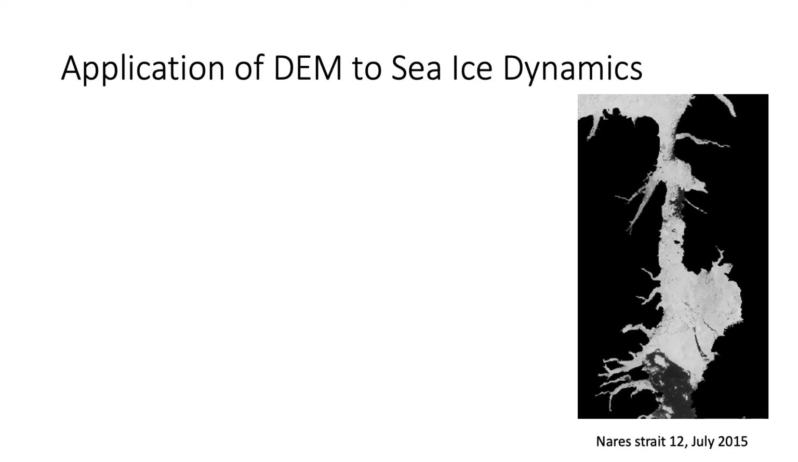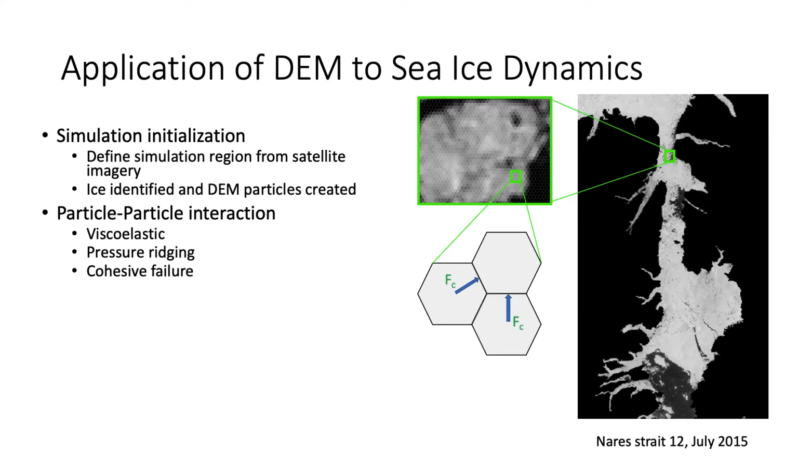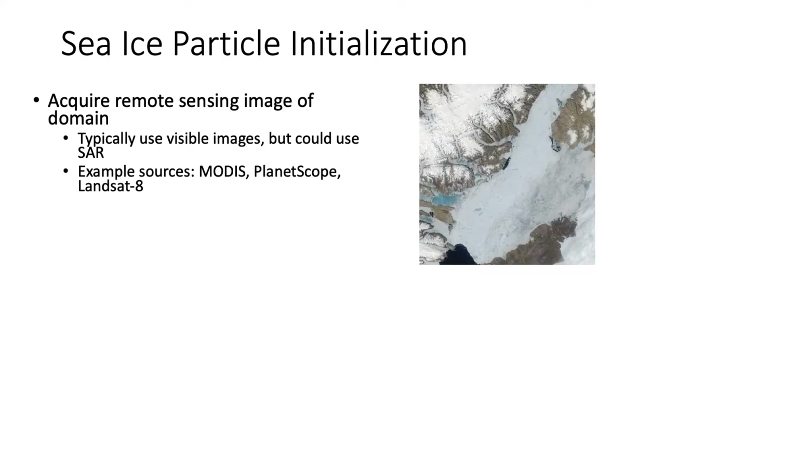All right, and so I just want to go over some of the salient features that we focus on at a very high level when we talk about modeling sea ice dynamics with the discrete element method. The first thing is initializing our simulations from satellite imagery. The second being, how do we do particle-to-particle interactions? What sort of contact laws or cohesive contact laws are we using? What are the atmospheric or ocean conditions that force the model? And lastly, how do we update the dynamics? What are the equations that we're solving? And I'll go over each of these four bullet points in detail going forward.